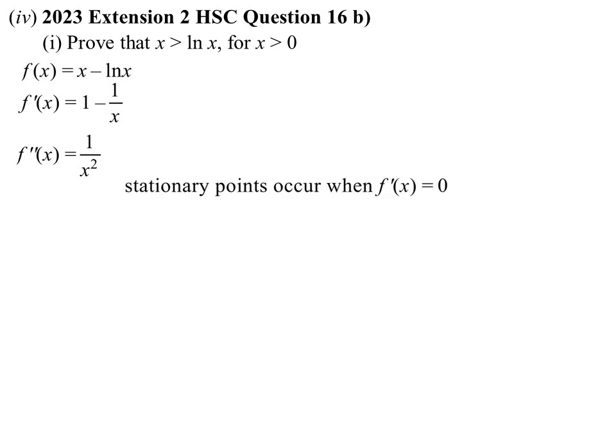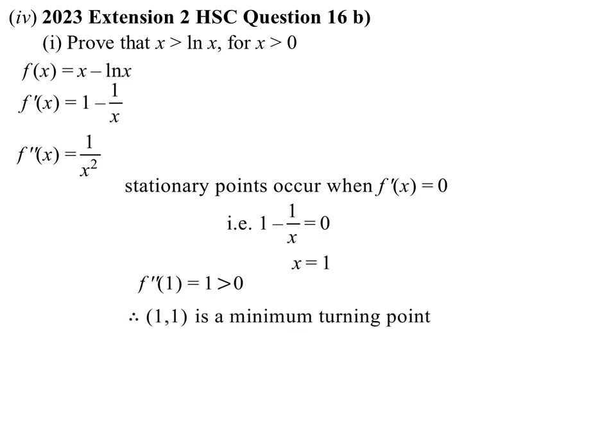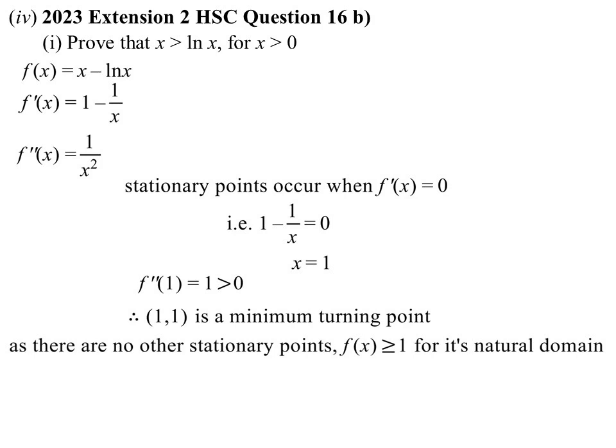Now I know stationary points will occur when the first derivative is equal to 0. We know that. So when we solve that, that's at the point x equals 1. Now the second derivative turns out to be 1, which is a positive number. So I know that (1, 1) is a minimum turning point. So the smallest that this can be is 1. That's the minimum turning point. There are no other stationary points, certainly not in the domain we're talking about, x is greater than 0.